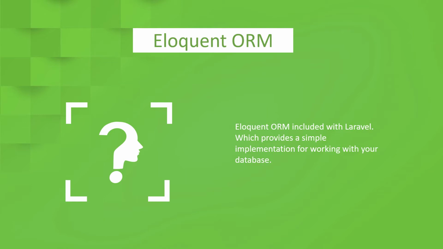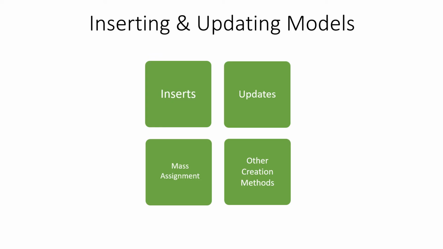So what is Eloquent ORM? The Eloquent ORM included with Laravel provides a beautiful, simple active record implementation for working with your database. Each database table has a corresponding model which is used to interact with that table. Models allow you to query for data in your tables as well as insert new records in your tables. So this slide is showing the subtopics of inserting and updating models, which are inserts, updates, mass assignments, and other creation methods.